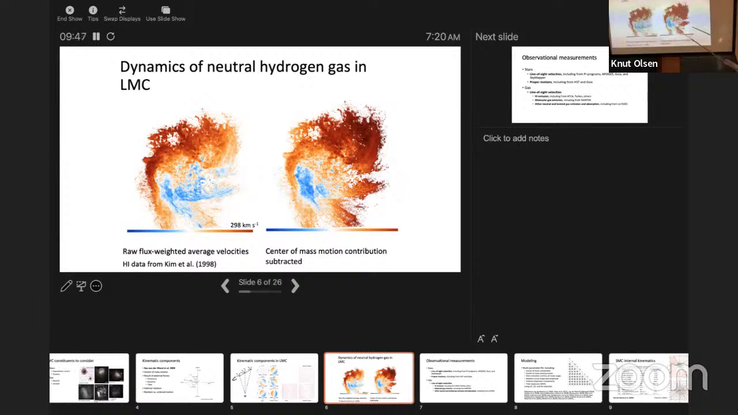And so again, just driving home that to interpret anything that you see in the kinematics of the Magellanic Clouds, because they subtend large angles on the sky, you have to get that center of mass motion correction right.